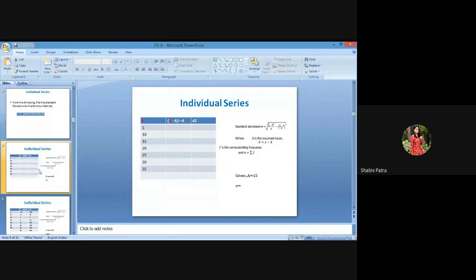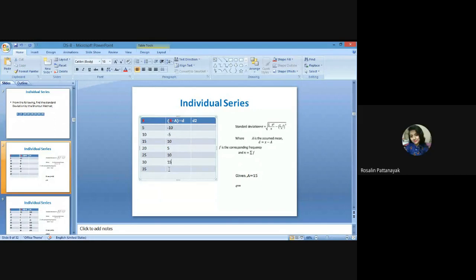That means 15 minus 5, that equals how much? In case of individual series, 5 minus 15 is minus 10. The next is 10 minus 15, that is minus 5. Moving to the next one, 15 minus 15, that equals 0. Similarly, 20 minus 15 equals 5. The next one is 25 minus 15, that equals 10. Next one, 30 minus 15, that equals 15.